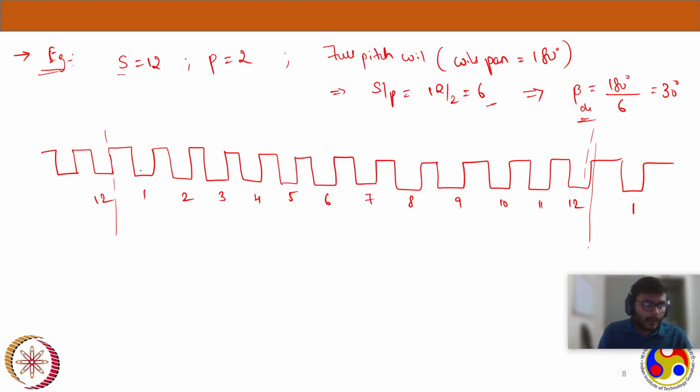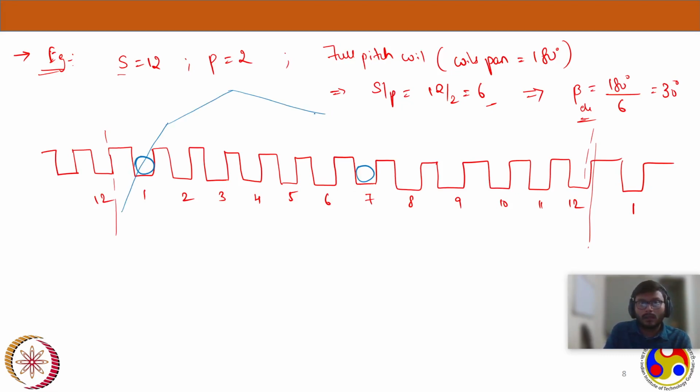So let's say I have placed one side of the coil in slot 1. Can anyone tell me where I should place my return side? I just explained it; it's very simple. 7. Yeah, exactly. Can you tell me why it is 7? 1 plus 6, sir, 7. Yeah, how did you get the six?